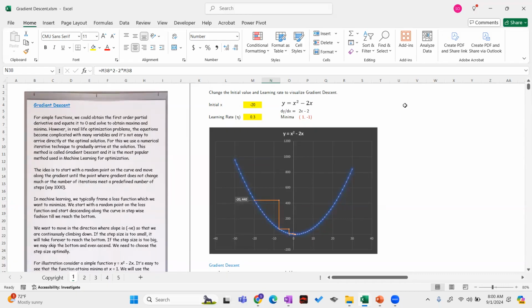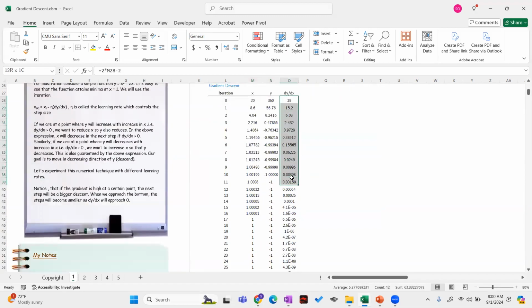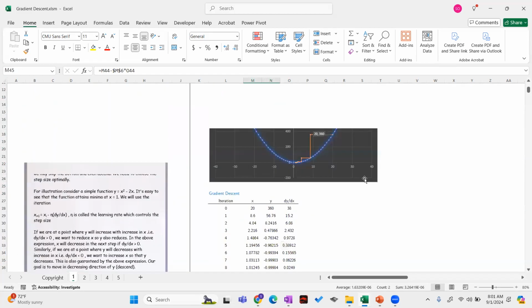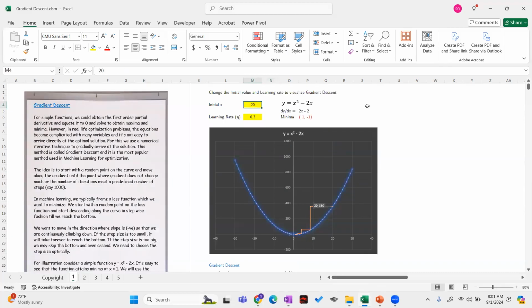But let me ask you this. There's another question: can you change the learning rate and it goes beyond? Yes, we'll have fun. We'll play with this. Let's change the initial value to a positive number, say 20. At x equal 20, the initial value of y was 360. All the slopes are positive, and x kept decreasing until we hit the minima. Make sense? You can choose another value if you want, 30.